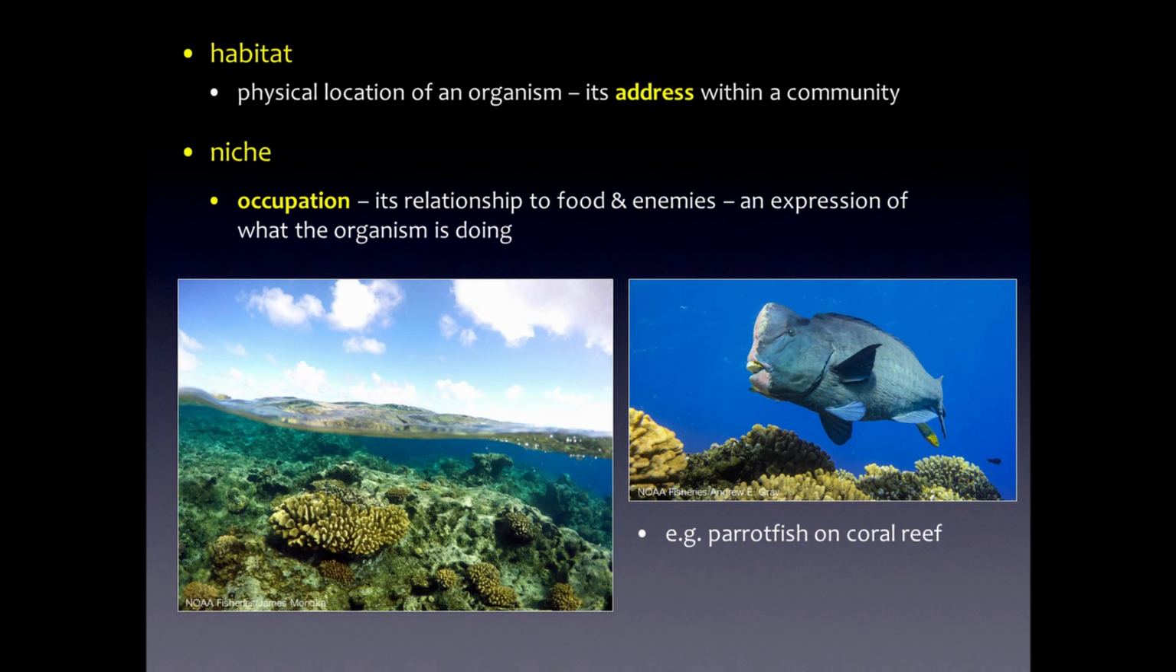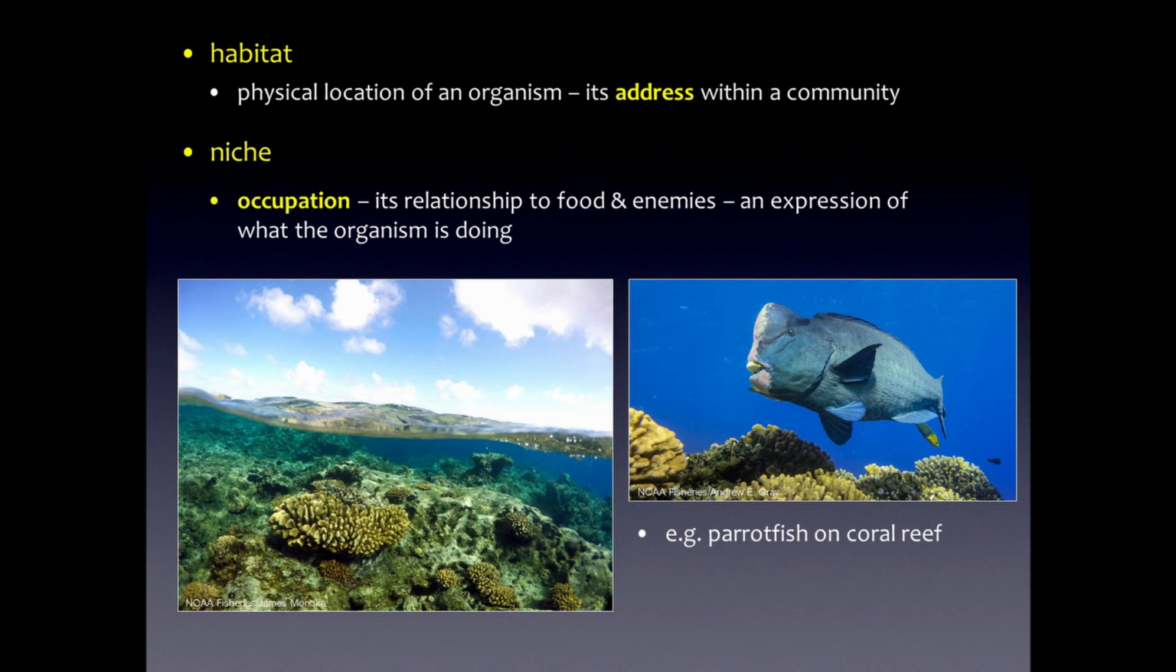And that brings us to the next definition, a niche. Basically, it's the relationship of an organism to food and enemies. What does it do? So I kind of gave you this Katy University and student example. We see another example here from the marine environment. We have a coral reef. The coral reef would be the habitat. And then we have a picture of a parrotfish.